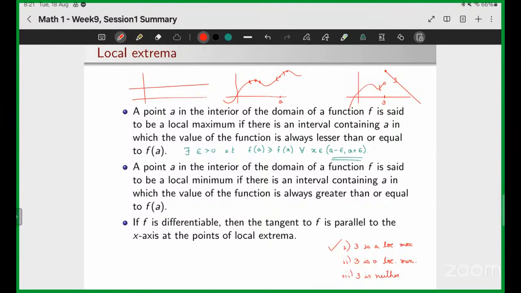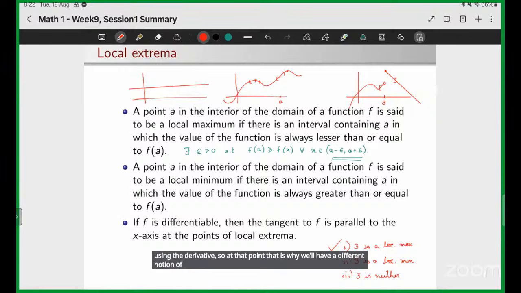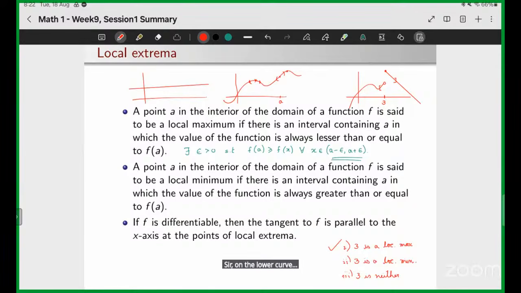But we will be looking at differentiable functions and trying to get the conditions using the derivative. So at that point, you can't. That is why we'll have a different notion of critical points. I'll explain that when we get there. Sir, on the lower curve, 3 is not included. So still we will say it is the maximum. Yes.